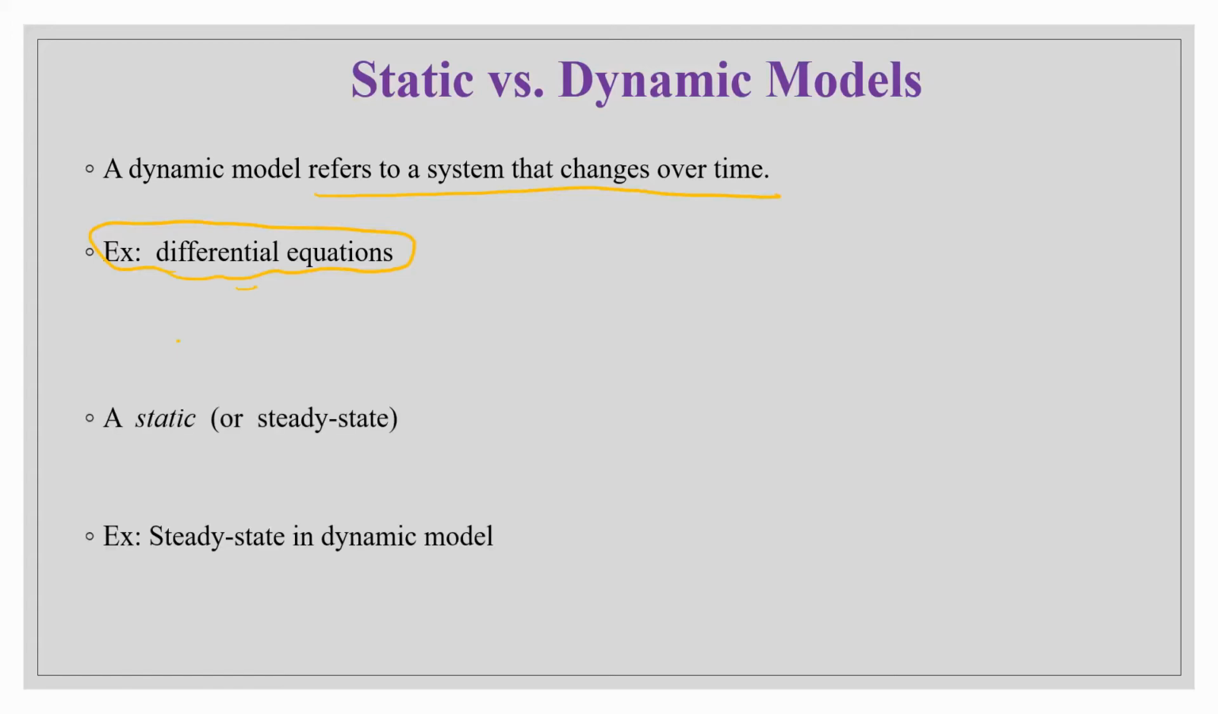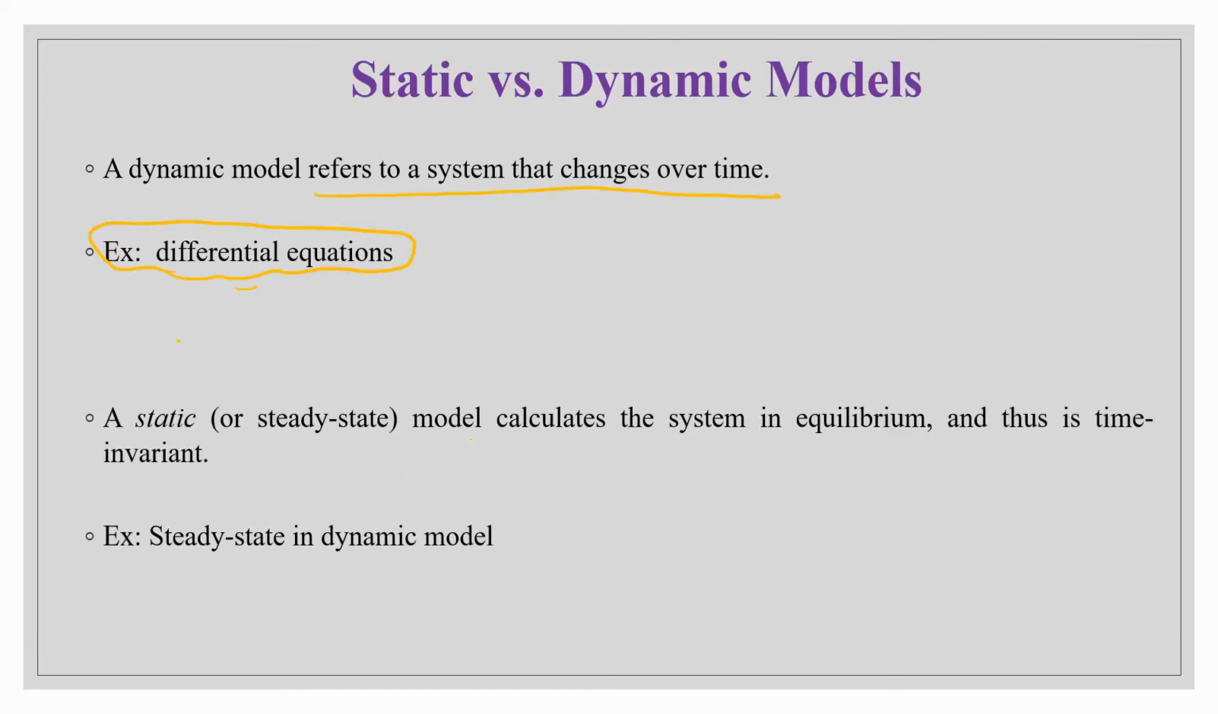Now if we talk about a static model, it calculates the system equilibrium, and thus it is time invariant. So the steady state in the dynamic model is an example of a static model. For example, if I write dP/dt = rP(1 - P/K).